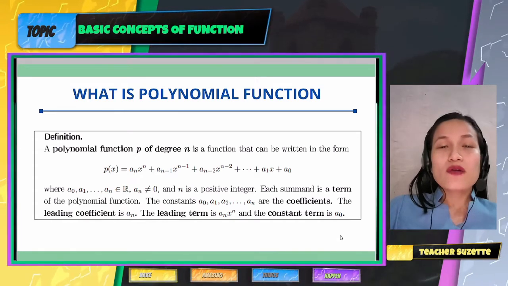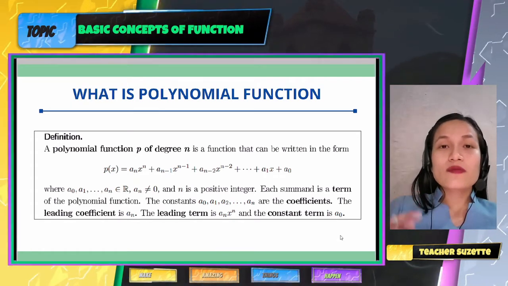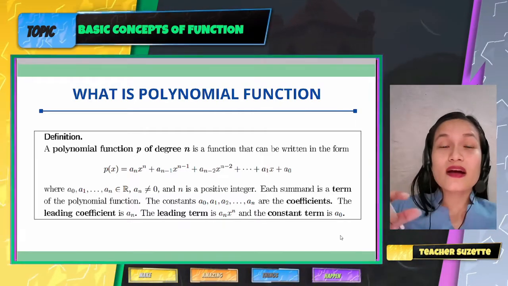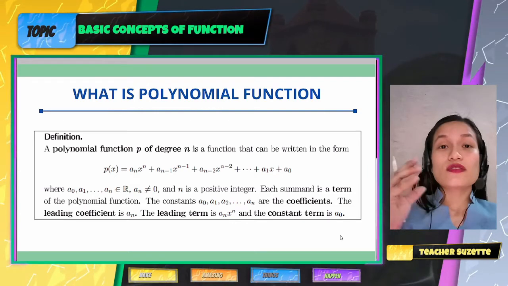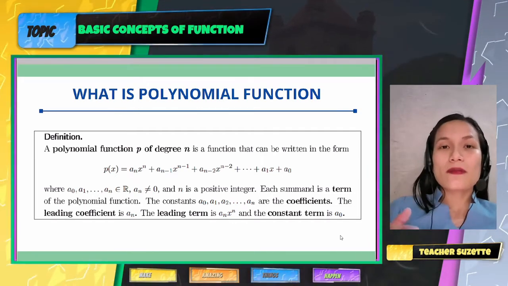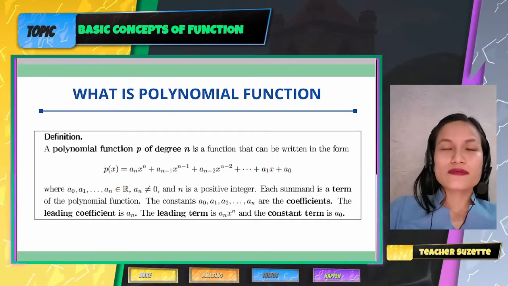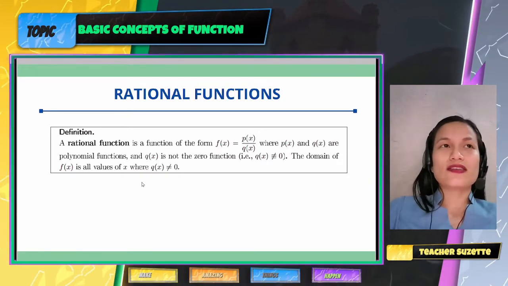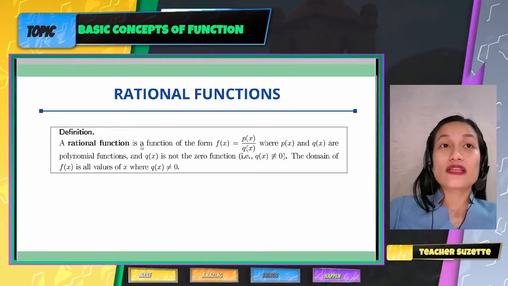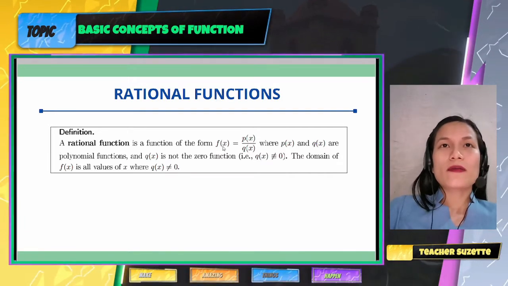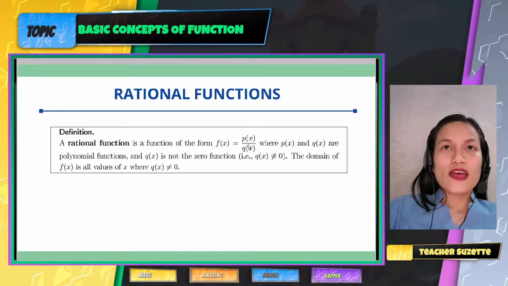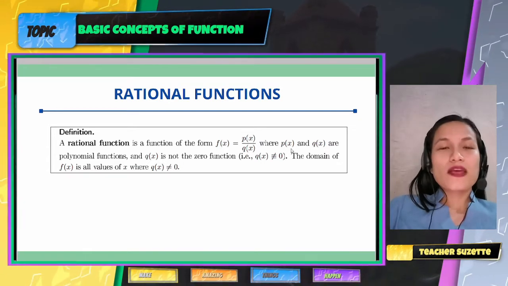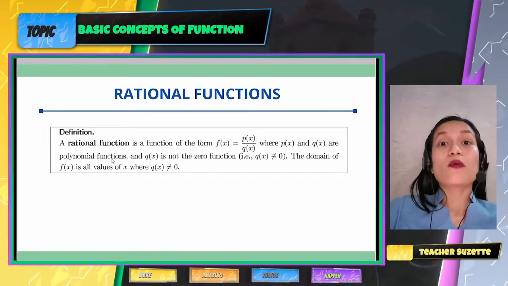So, bago ka masabi mo na this term is a rational function, you have to check muna if yung kanyang mga numerator and denominators are expressed in polynomial functions. Is rational function po kasi. So, rational function daw po is defined as a function of the form f of x is equal to p of x all over q of x. Sabi dito, your P of x and Q of x are polynomial functions.